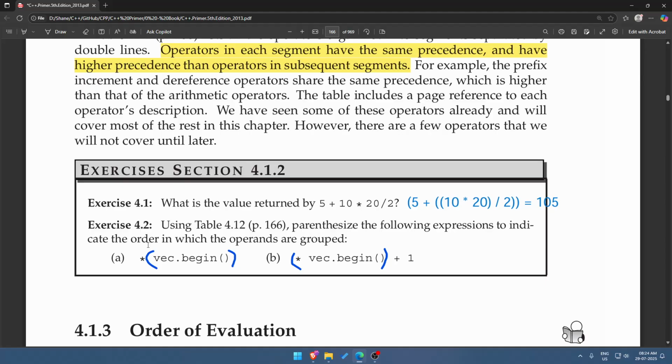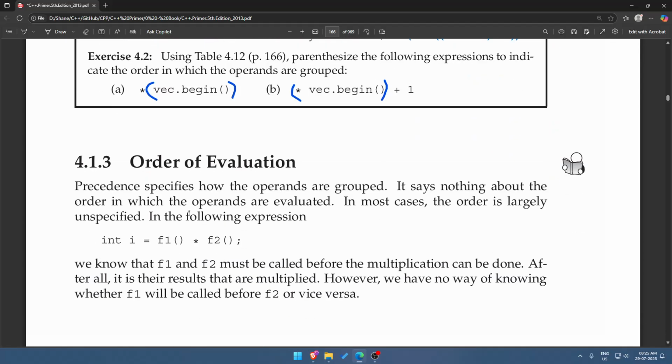Okay, so using table 14.12, parenthesize the following expression to indicate the order in which operands are grouped. Correct, this has more precedence over this, so this will be grouped first. Similarly here. Okay, order of evaluation.